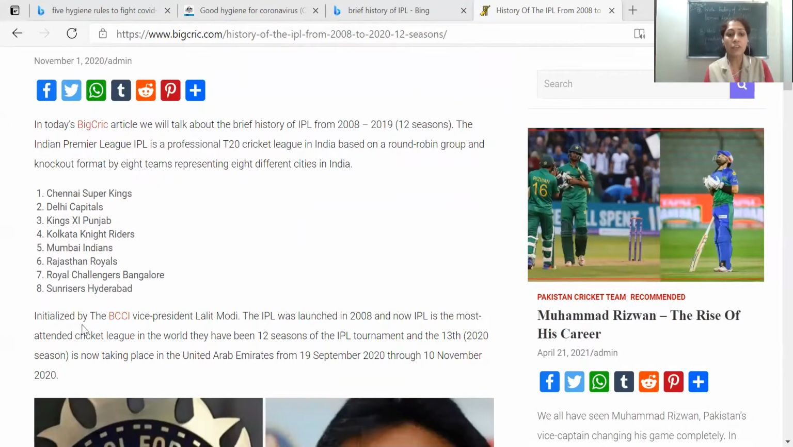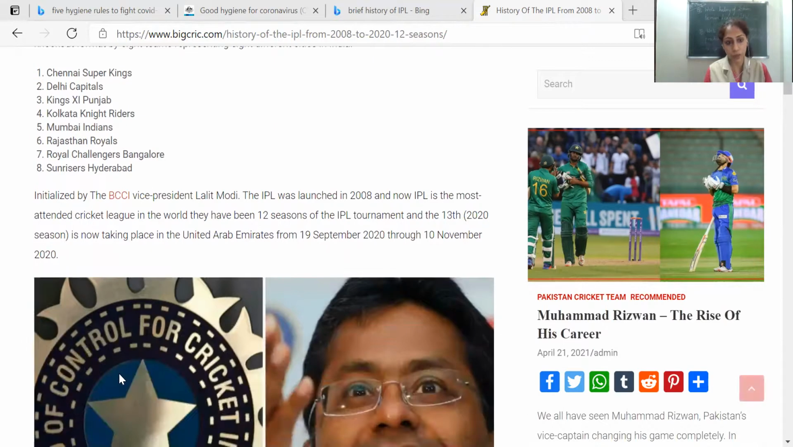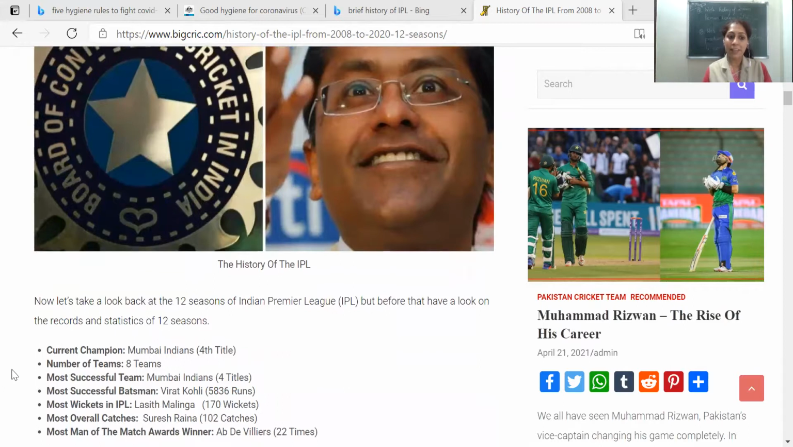Initiated by BCCI Vice President Lalit Modi, the IPL was launched in 2008, and now IPL is the most attended cricket league in the world. There have been 12 seasons of the IPL tournament, and the 13th season is now taking place in the United Arab Emirates from 19 September 2020 through 10th November 2020. Okay, fine. Now, let's take a look back at the 12 seasons of the Indian Premier League.